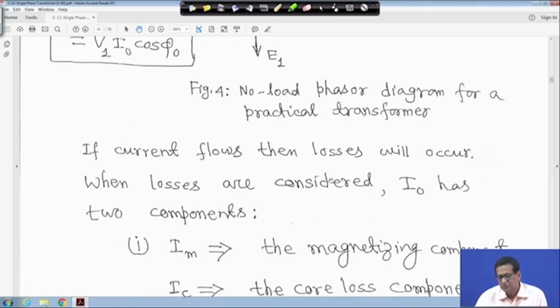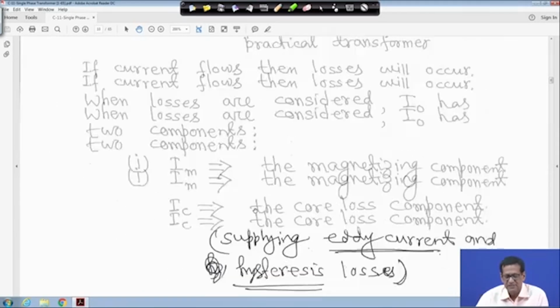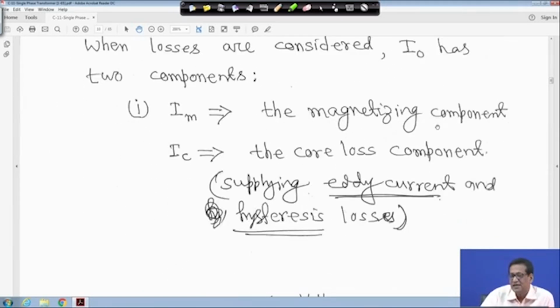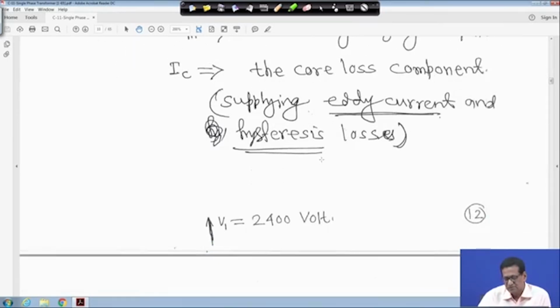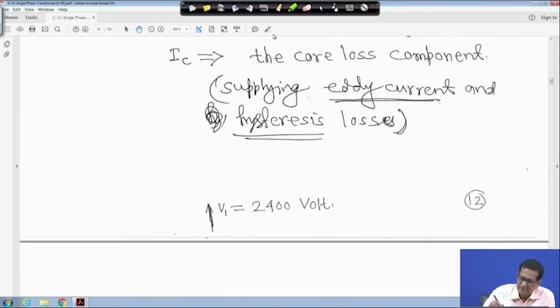Now, when losses are considered, I0 has two components, as I told you. Im we call the magnetizing component, and Ic the core loss component. The magnetizing component at no load is responsible for producing the flux. The core loss component is basically supplying the eddy current and hysteresis losses in the magnetic circuit, for which I have given you the formulas. The rest will come later.